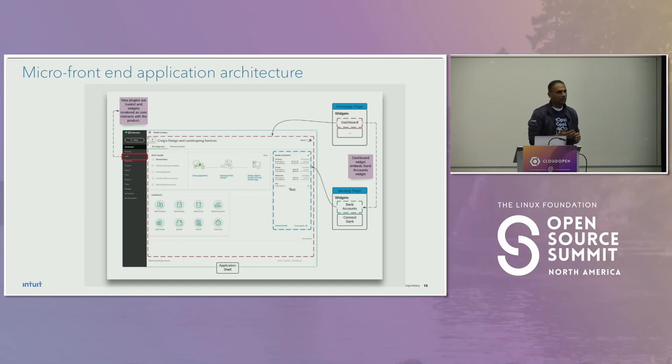Why did we do this? It allows us to move faster. The developer velocity is increased. It allows the teams to execute faster without having this big dependency. And then the other thing is it allows each plugin team to release independently. And that way, we are able to iterate faster. So those are the benefits with the micro front-end architecture.